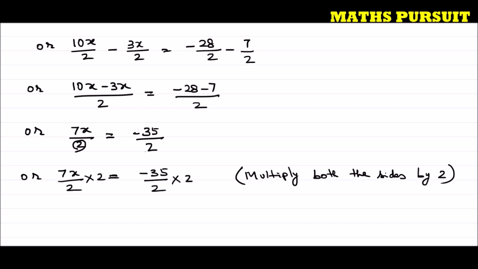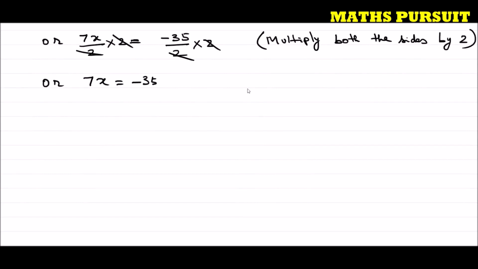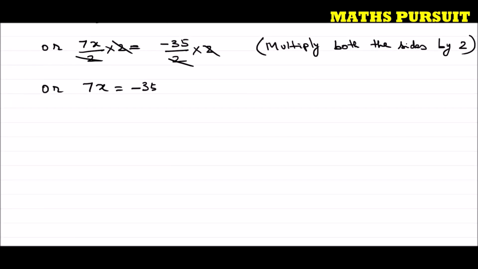Or I can write, now 7x is equal to minus 35. How? These two cancel out, these two cancel out. So we got 7x is equal to minus 35. Or what I can write? 7x divided by 7 is equal to minus 35 divided by 7.